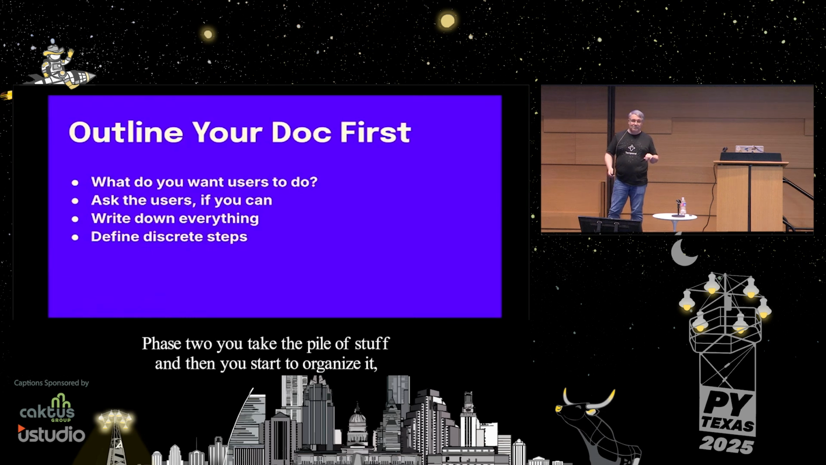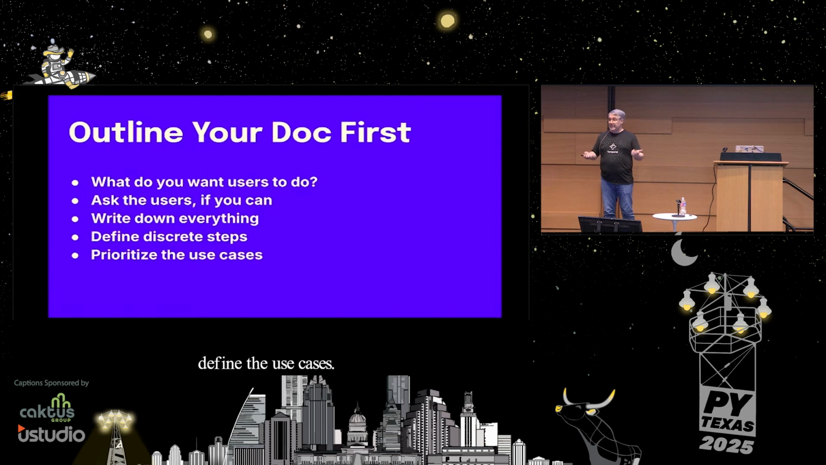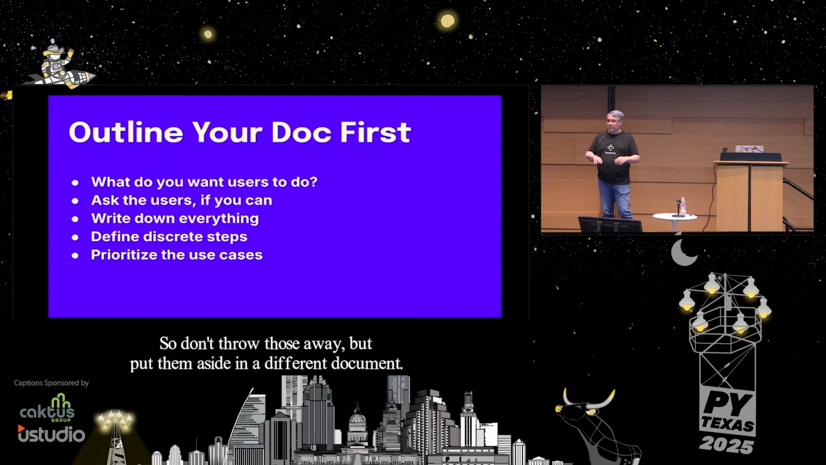Phase 2: you take the pile of stuff and then you start to organize it. Define the use cases. Look at your list of things, the tasks that you've written down, and say, hey, some of these are beginner tasks. Some of these are advanced tasks. Some of these are not in scope. So don't throw those away, but put them aside in a different document. You might need them later.